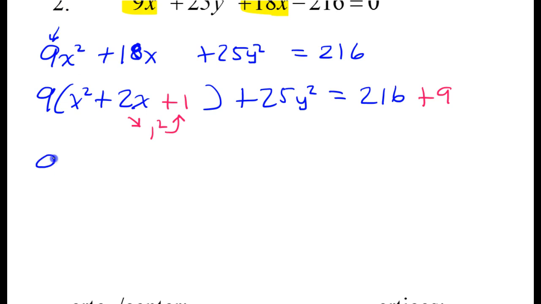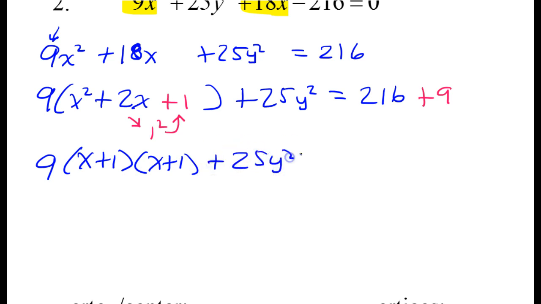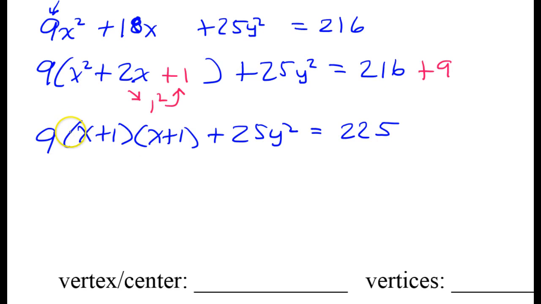So this is going to factor as 9 times x plus 1 times x plus 1. And then I've got plus 25y squared is equal to 225. So this x plus 1 times x plus 1, I really can just write this as x plus 1 squared.